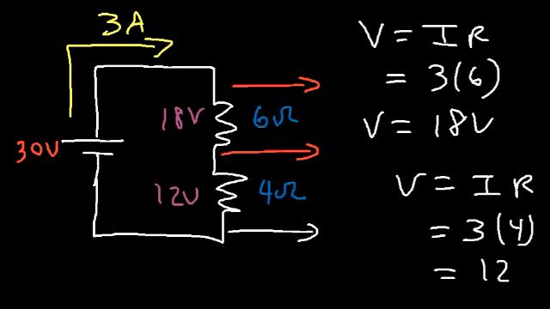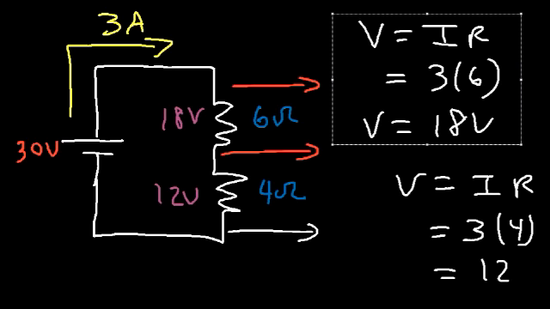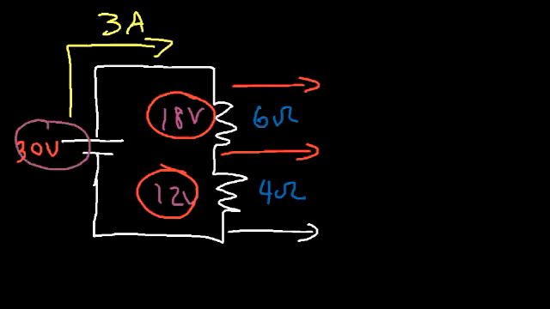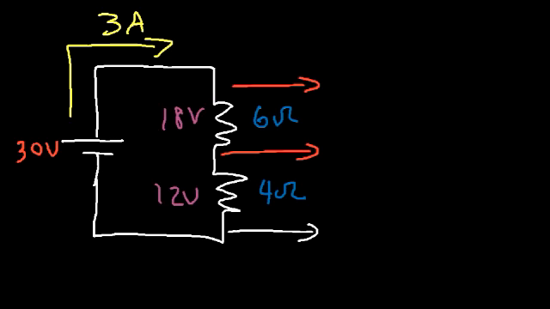Now let's make some space. Let's just get rid of some of the stuff that we have here. Notice that the voltage drop across each resistor adds up to the voltage of the battery. And it makes sense. According to Kirchhoff's voltage law, the voltages around any closed loop always add up to 0.